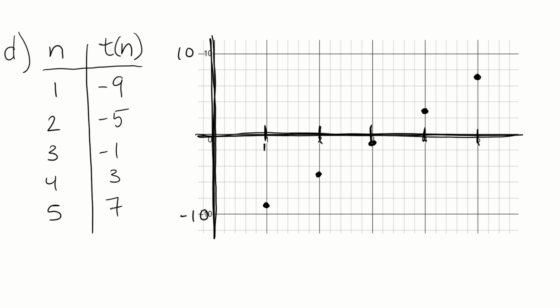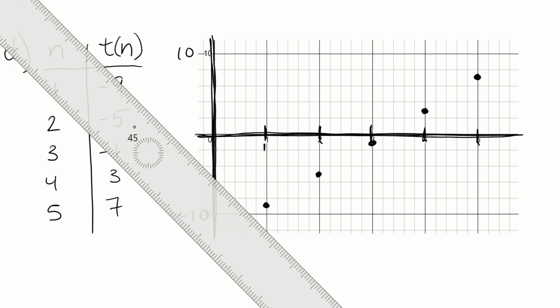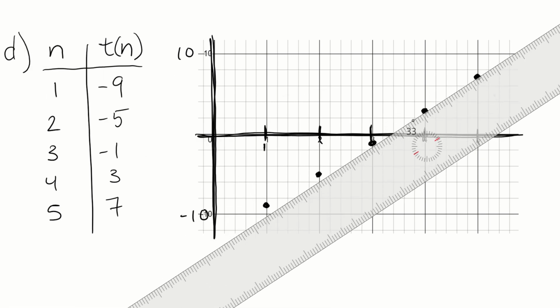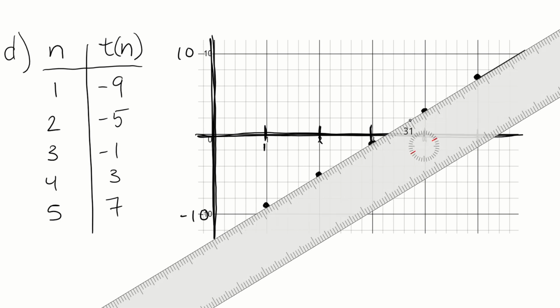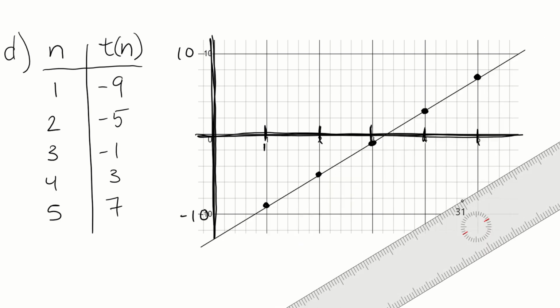So when I look at this arithmetic sequence, I can see, based on the graph that I've produced, that this is linear. In fact, let me grab the ruler, and if I connect these dots, I can see, yeah, this is very much a linear relationship.